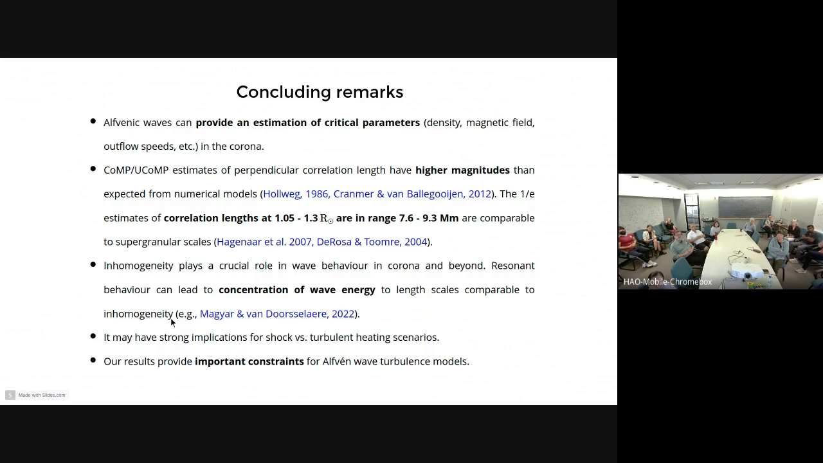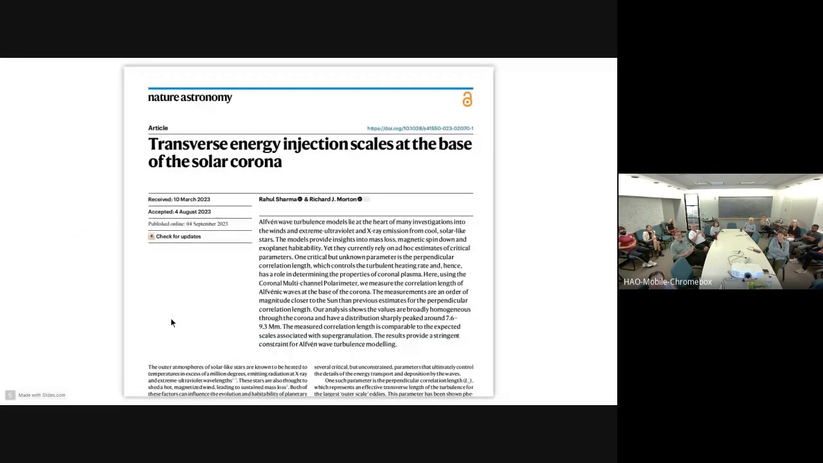Inhomogeneity is a factor that is not being taken into account in most of the modeling so far, and may play a very critical role when it comes to heating as well as powering the solar wind. So this has strong implications for turbulent heating scenarios and for shock heating scenarios. And again, our estimates come from observations, so they provide a key constraint for the different Alfvénic wave turbulence models. In case you're interested, we have the paper out, and you're free to read it. Thank you.